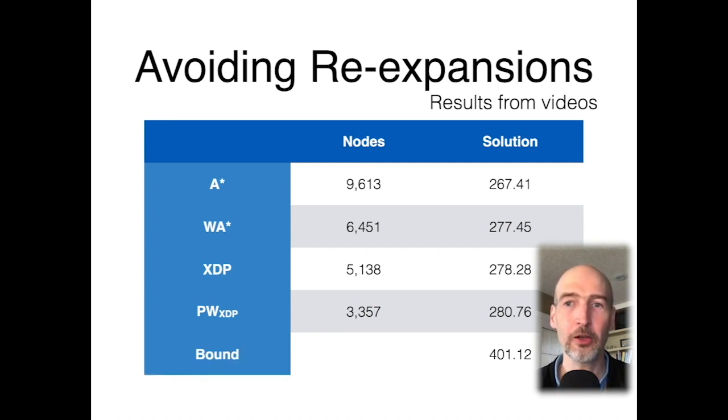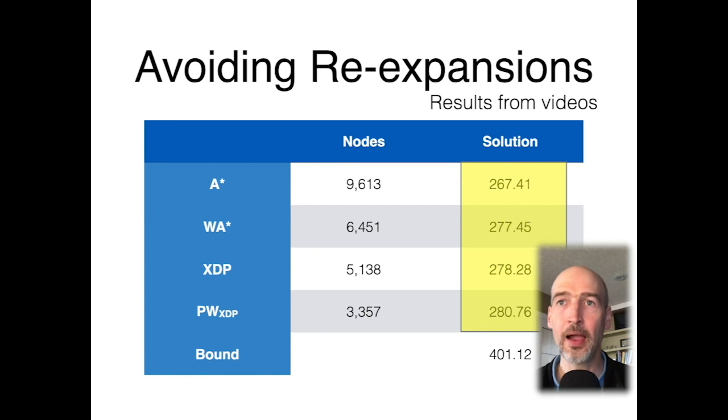The really interesting thing to note here is that the bound tells us that we actually could have gotten a solution of cost 400, and our solutions are nowhere near that. Of course, A star is optimal, but the suboptimal algorithms were nowhere near this upper limit of the solution cost that we could have gotten. And so the problem is just to find something within the bound.